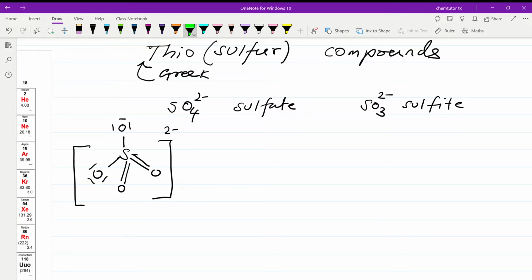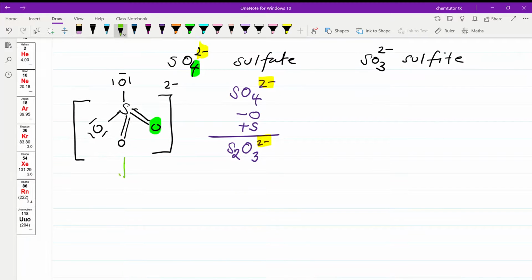Now I'm going to replace one of the oxygens here with sulfur. So for sulfate, I take away an oxygen and substitute sulfur for that. So I have 2 sulfur now and 3 oxygen. The charge remains the same, no change at all. Here the structure has now changed. I should put 2 lone pairs here. You can draw the dots, that's easy, but for time saving.